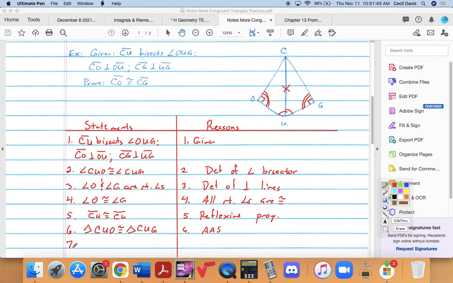And then once we know the triangles are congruent, then any pair of corresponding parts are congruent. And that's what we want. CO corresponds to CG. So segment CO is congruent to segment CG by the definition of congruent triangles.